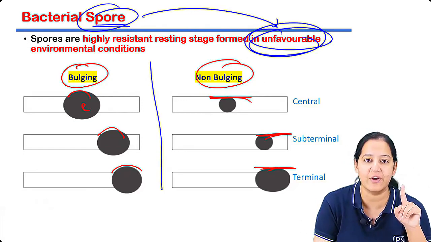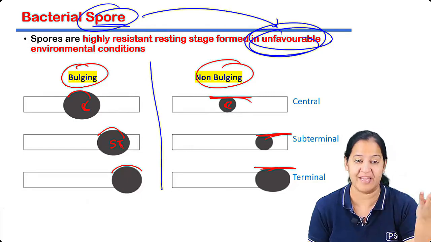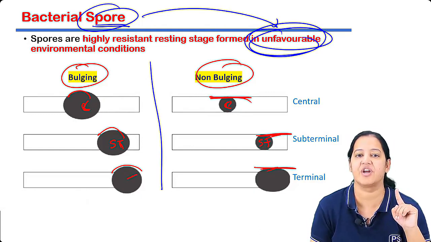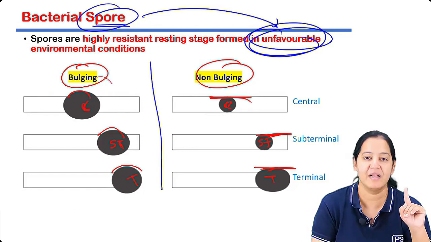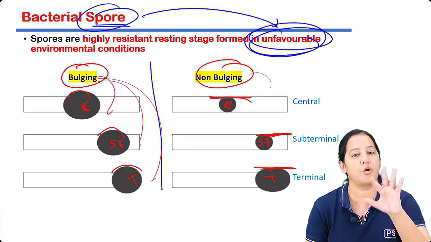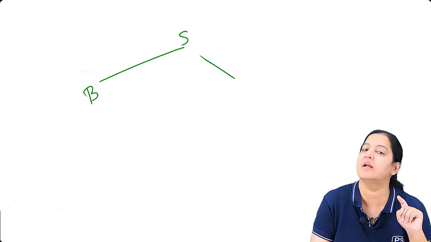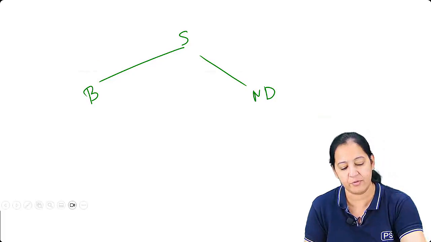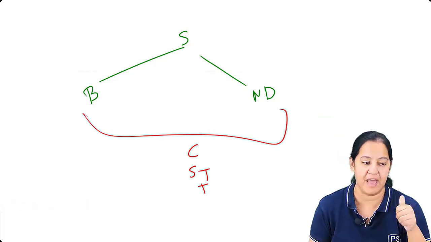This is central. This is subterminal, before the termination. And this is terminal. So, total 6 types of spores are there. Bulging central, bulging subterminal, bulging terminal. Same with non-bulging: non-bulging central, non-bulging subterminal, non-bulging terminal. So first you have to see whether the spore is bulging or non-bulging, and then whether it is central, subterminal or terminal. Everyone give me a thumbs up.